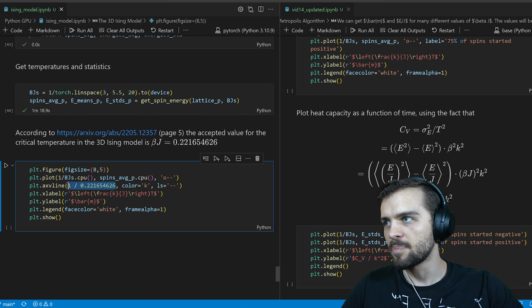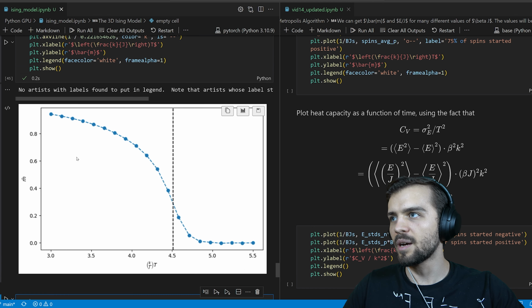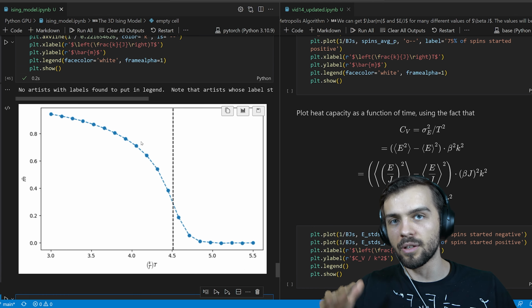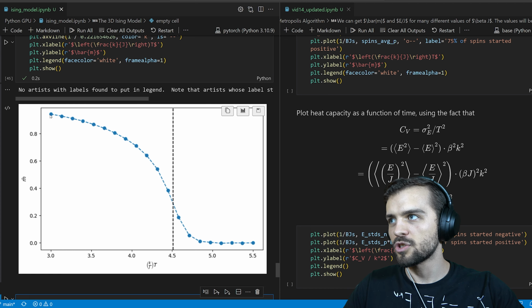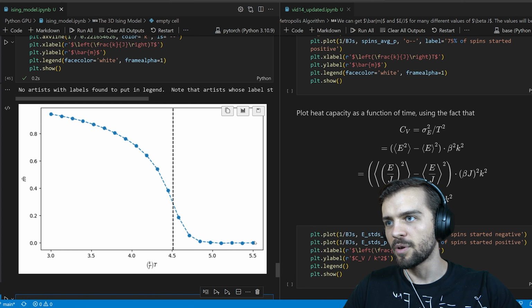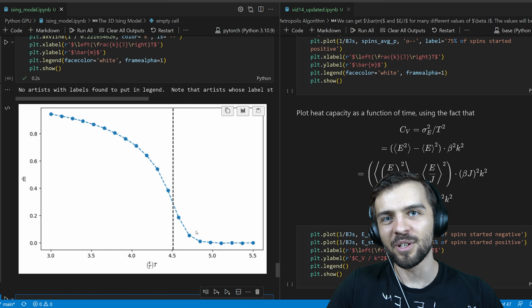So here I actually put a vertical line corresponding to that temperature, and you can see that we get this beautiful looking plot. And look, you can see the time it takes for this transition here. As you move from 3 to 5.5 units of temperature, it starts to decrease here. And then, of course, this point where the accepted critical temperature is, well, it's somewhere in the middle of this decrease here.